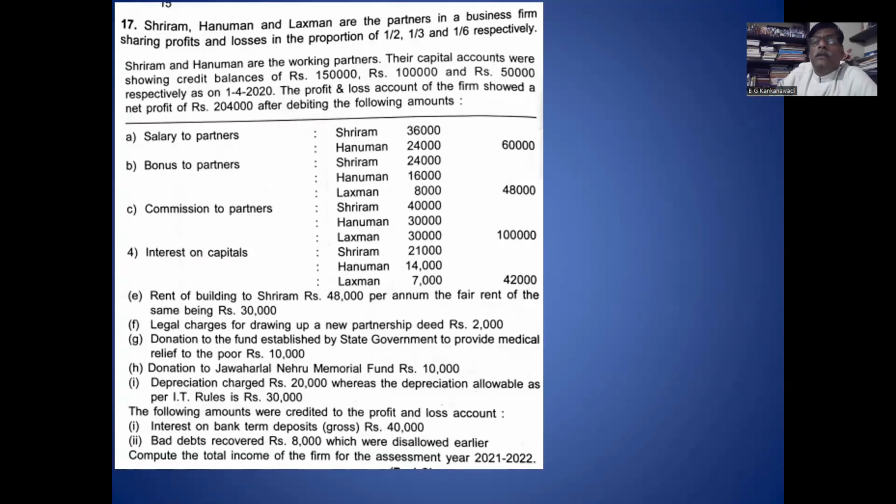Partnership deed is a capital related asset, so it is not a revenue expense. This is disallowed.